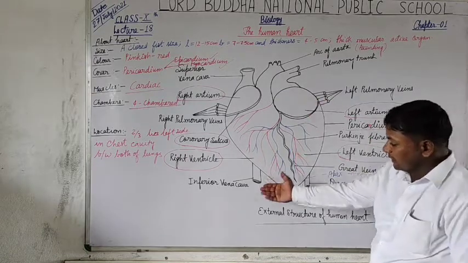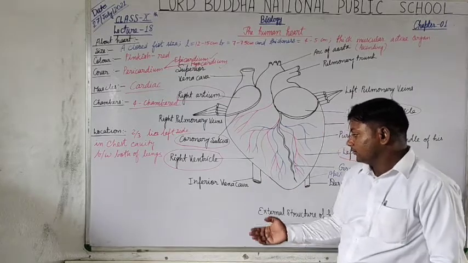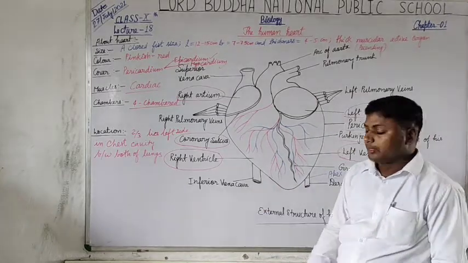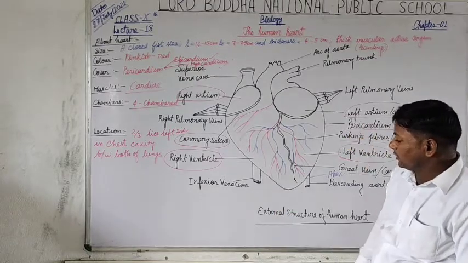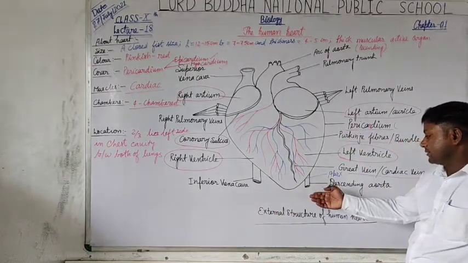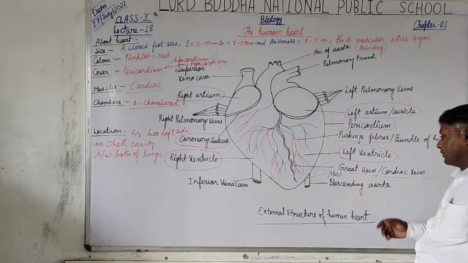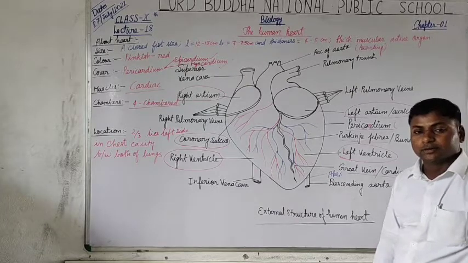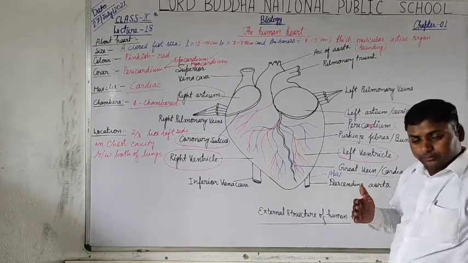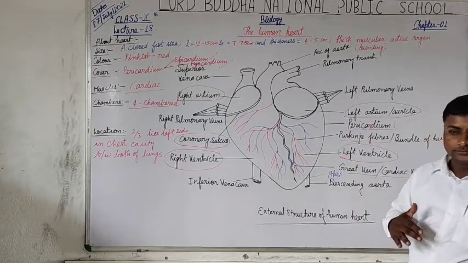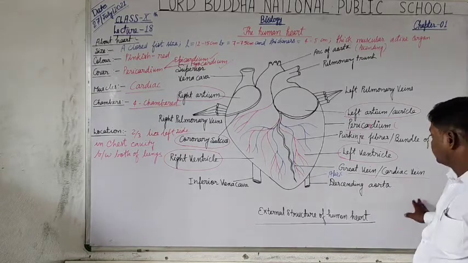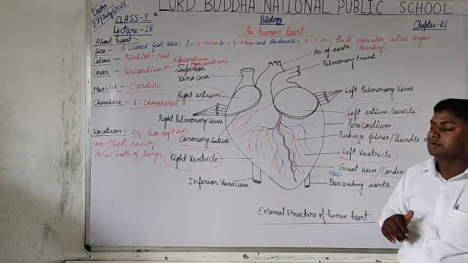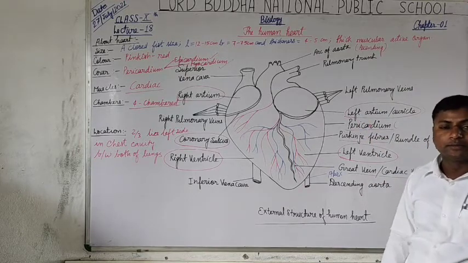Now students, this is the inferior vena cava. The deoxygenated blood passes through here for oxygenation, and this is the descending aorta. The descending aorta carries the oxygenated blood to the parts of the body below the diaphragm. Thus students, this is all about the external structure of the human heart.